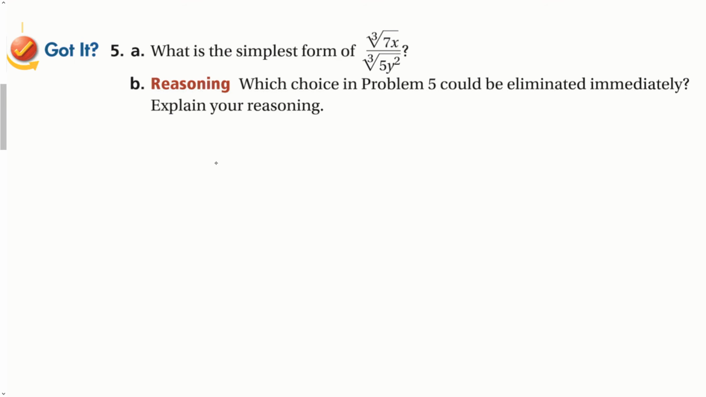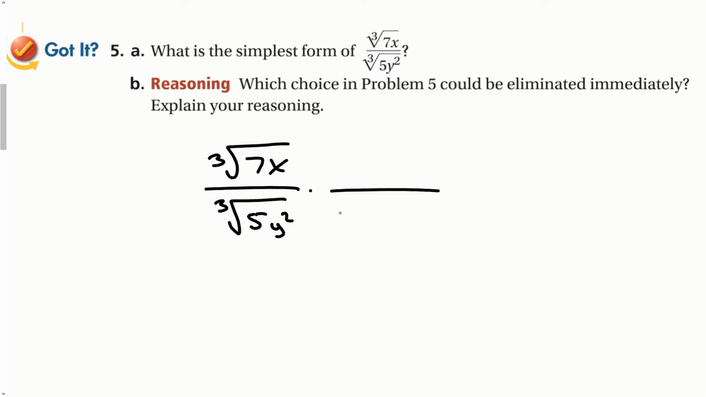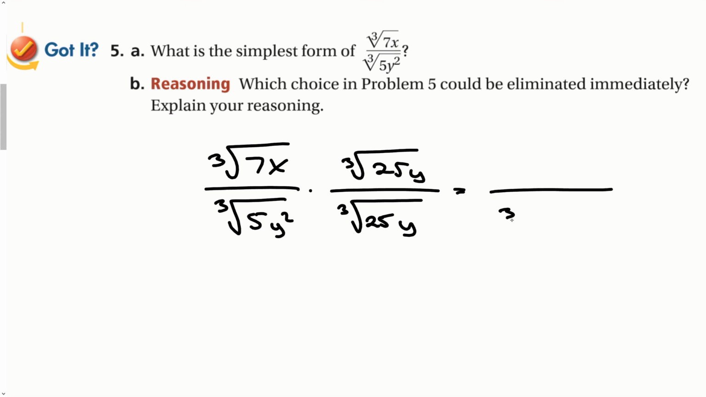All right, so here nothing cancels. Third root of 7x. This problem is much easier. 3 times 5y squared. We multiply because 5 is prime. The only thing that would make this a perfect cube is 2 more 5s. So 25 and a y. 25y. When I multiply these together, 5 times 25 is the third root of 125. y to the third. Perfect.